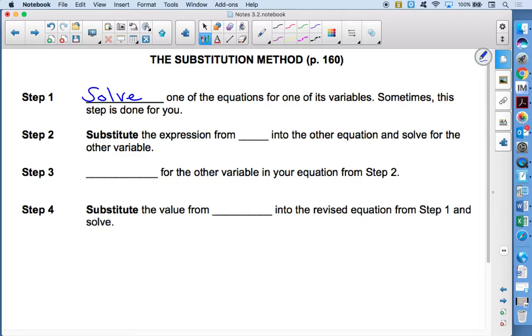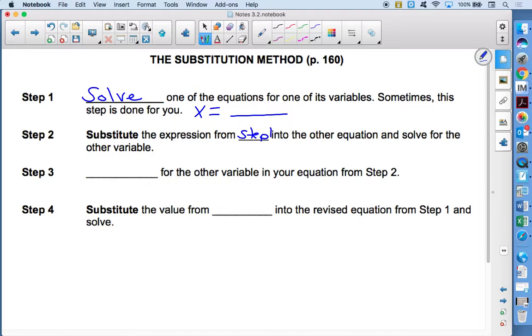Here's the substitute. Substitute the expression from whatever you get in step 1. So step 1 is going to say x equals something, or y equals something. You're going to substitute that expression from step 1 into the other equation. You can't substitute it back into the same equation. You have to take that new expression and plug it into the second equation, and then solve for the other variable.